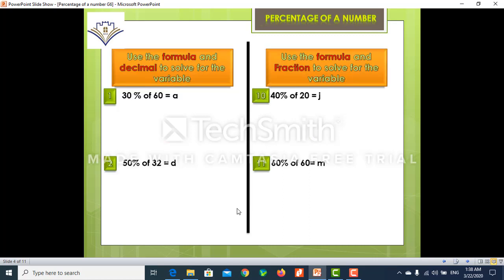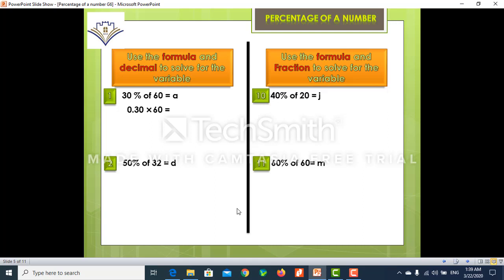And now we have three ways to answer questions here. The first type of question is to use the formula and decimals to solve for the variable. Question number one: 30% of 60 equals n. Now we need to convert 30% to decimal form. 30% means 30 divided by 100, which is 0.30 or 0.3. And "of" is replaced by multiply.